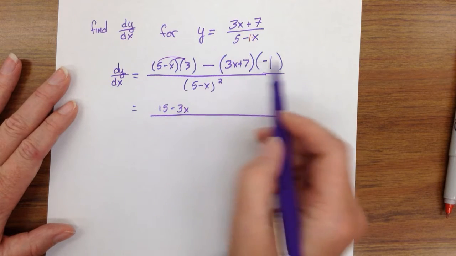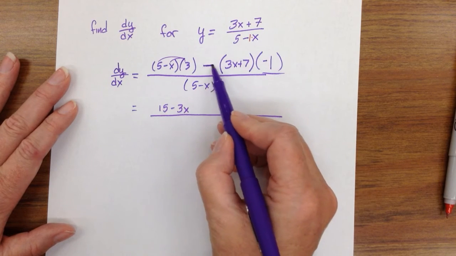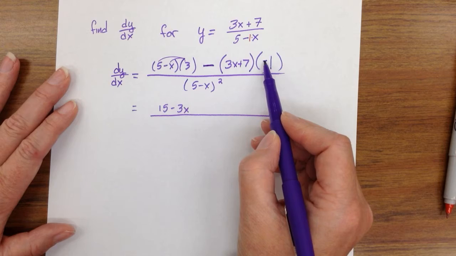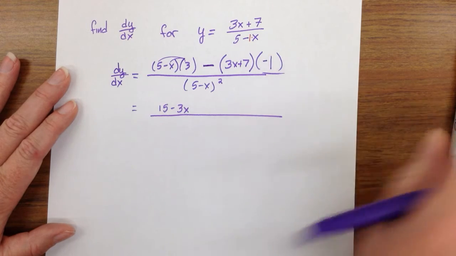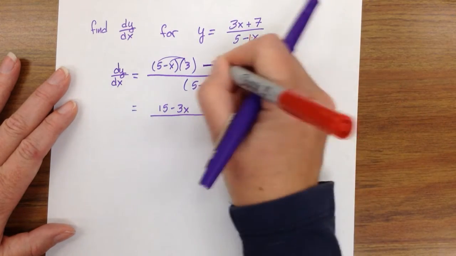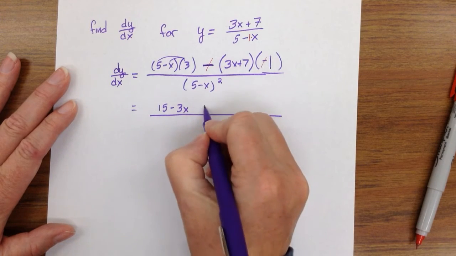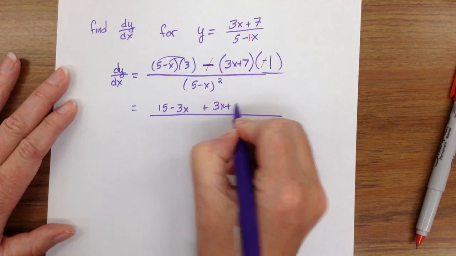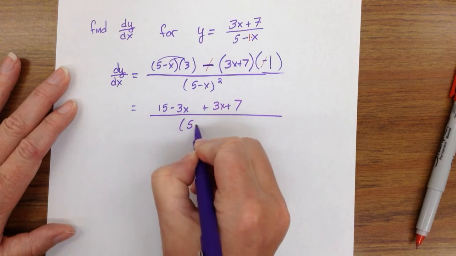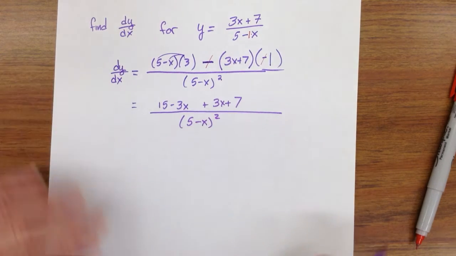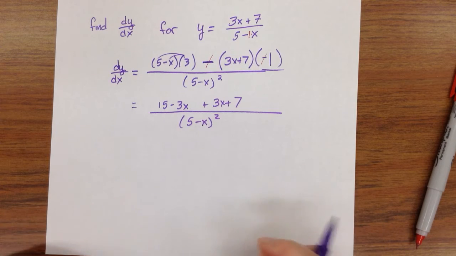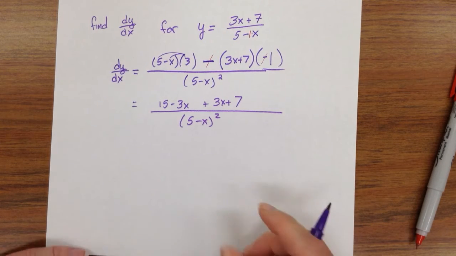Distribute. Now look back here. We have a minus and a -1 factor. Yes, those will cancel. So this is now plus 3x plus 7, all over the denominator squared. I don't do anything with the denominator. I leave it in its factored form.